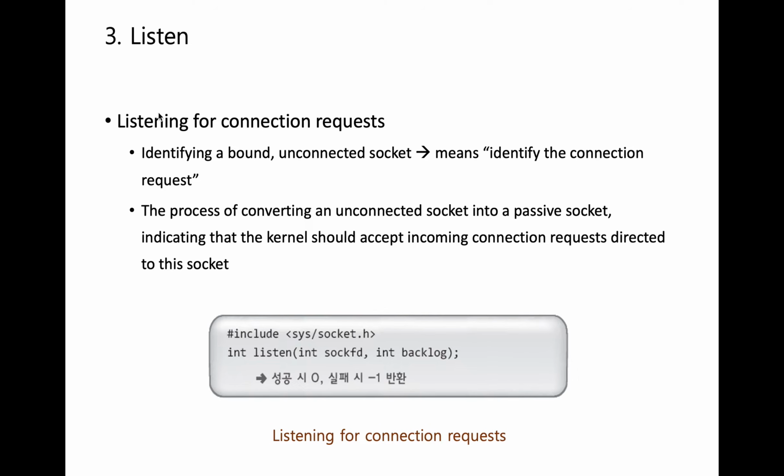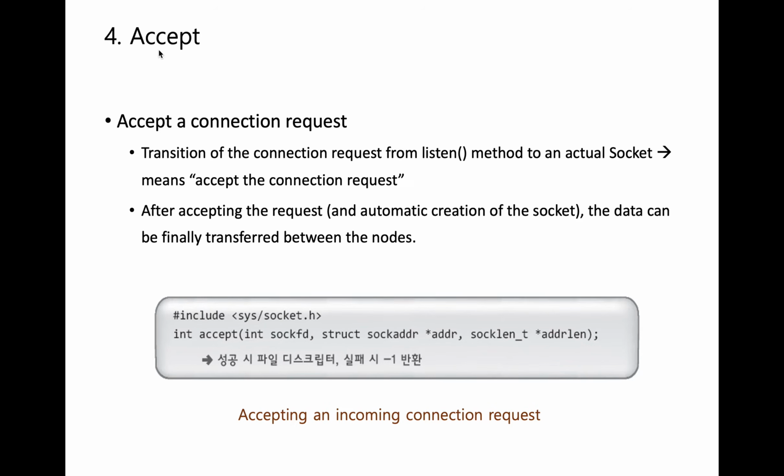Okay, let's jump to the 4th step, the 4th element of TCP socket creation. The next step is accepting an incoming connection request. At this step, we already must have incoming connection requests from TCP clients, and on the TCP server side, we will be accepting those socket connection requests.